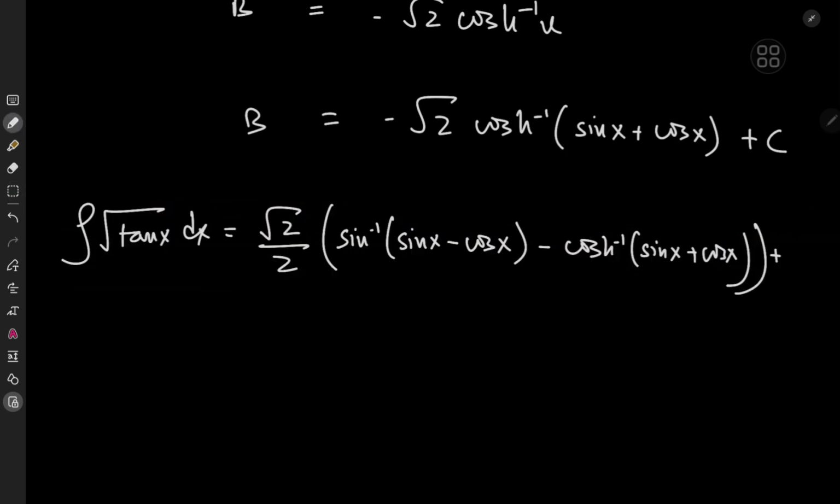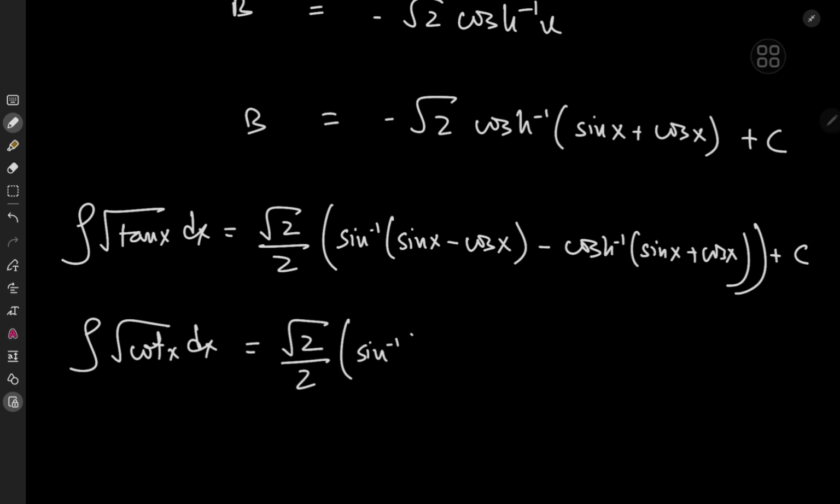And there you go. And for the integral of the square root cotangent of x, we have root 2 by 2 times the inverse sine of sine x minus cosine x plus the inverse cosh of sine x plus cosine x. And that concludes the solution development.